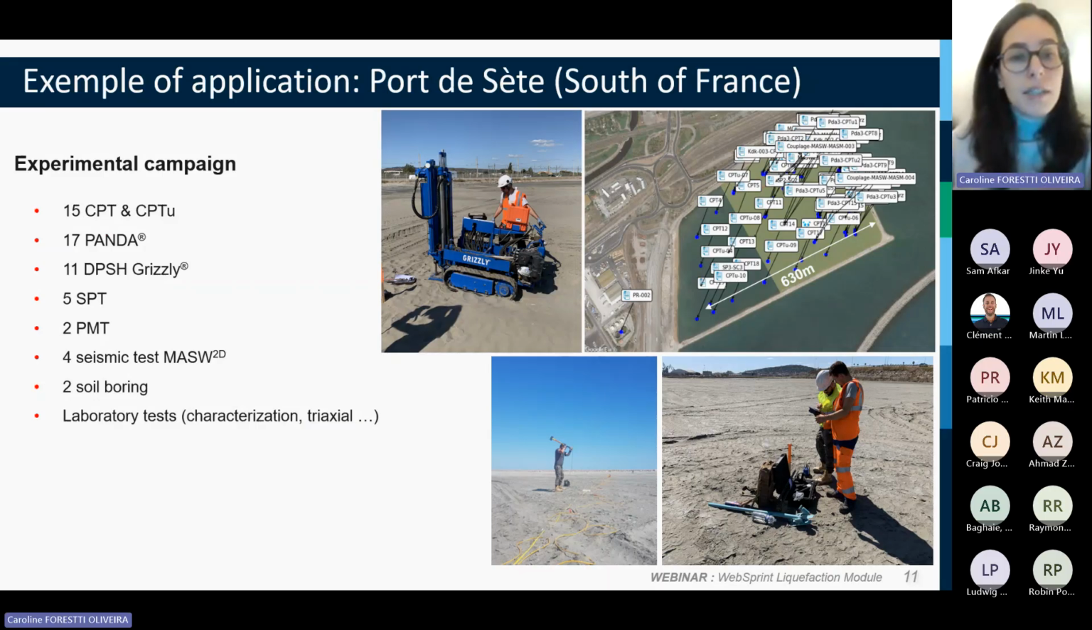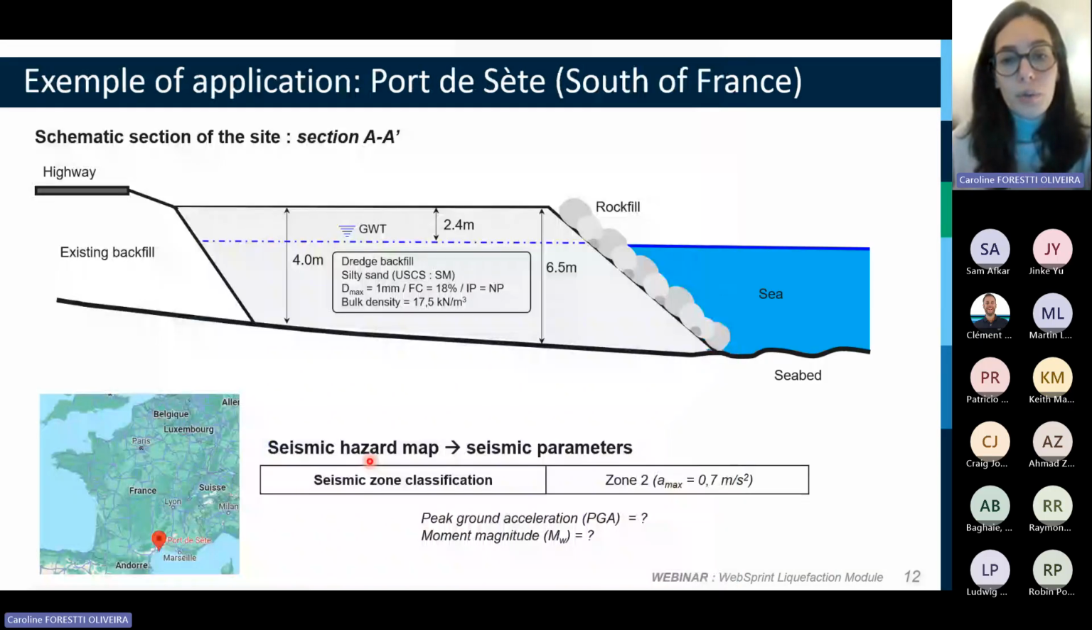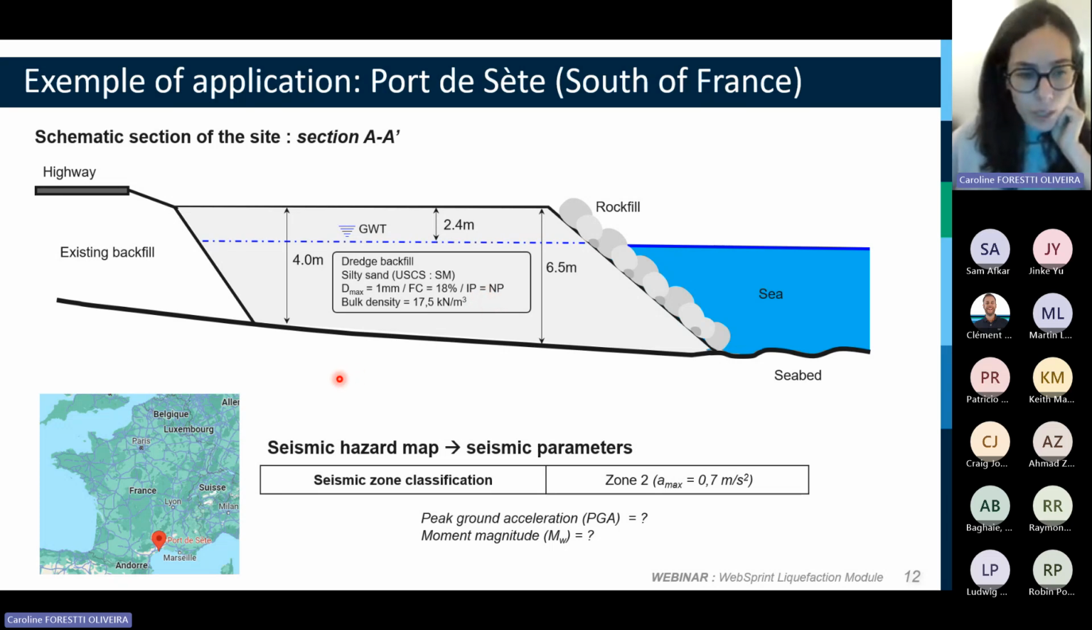And then we have this section where I show you a bit more about the site. As I told you, you have a groundwater table at around 2.4. Here we have some information about the soil there, the percentage of fines content, and the fact that at the laboratory they verified it's non-plastic soil. And also, the site is located in the south of France.